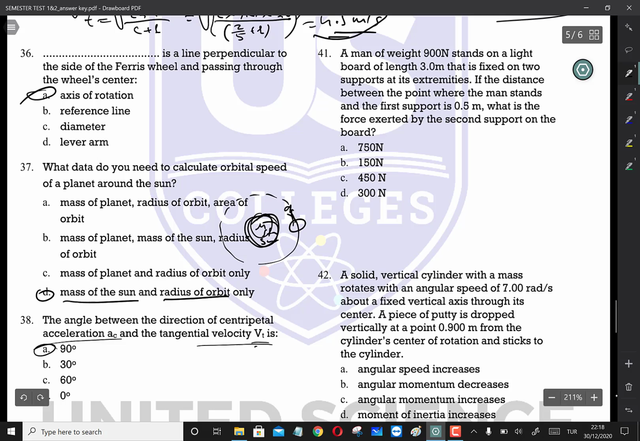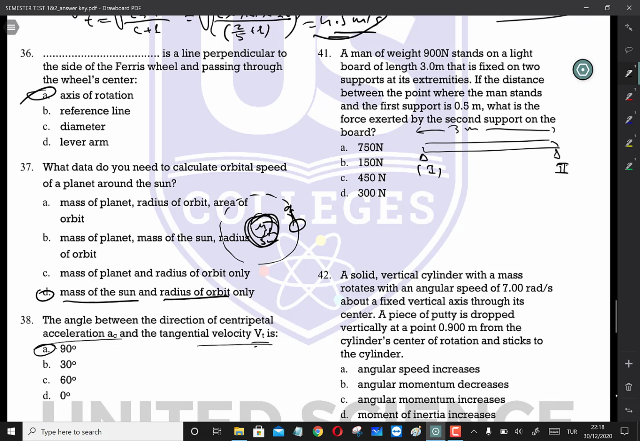A man weighing 900 newton stands on a light board of 3 meter length, supported at the two extremities. So there's a light board, there are two supports at the extreme points, and the total length is 3 meters. If the distance between the point where the man stands and the first support is 0.5 meters, what is the force exerted by the second support? Say this is the second support and this is the first support. The man is 0.5 meter from the first support, somewhere in here. This man applies a force equal to his gravitational force.